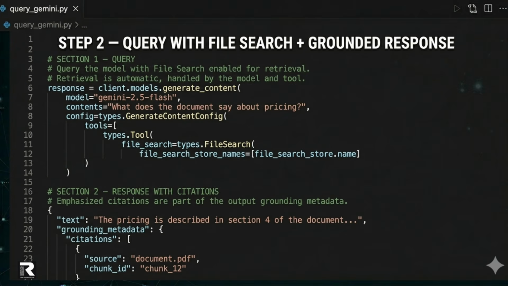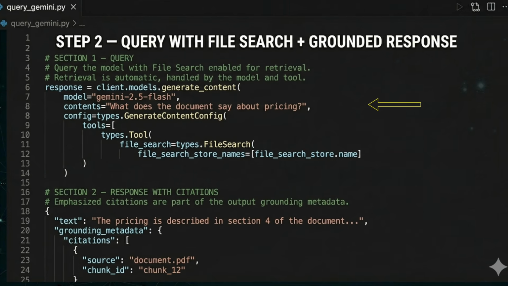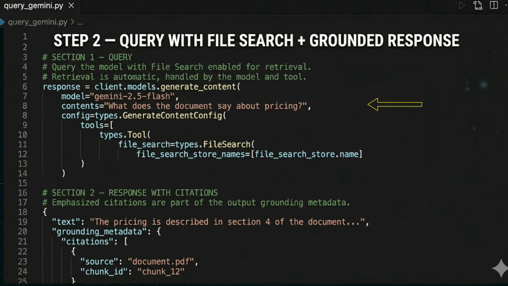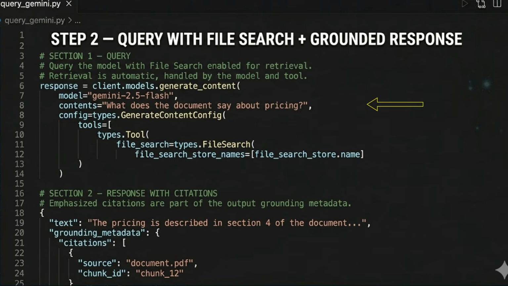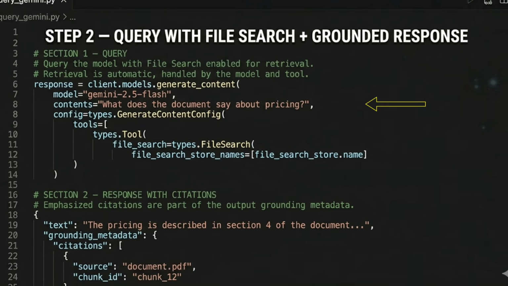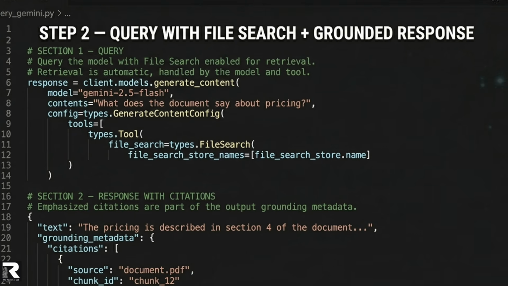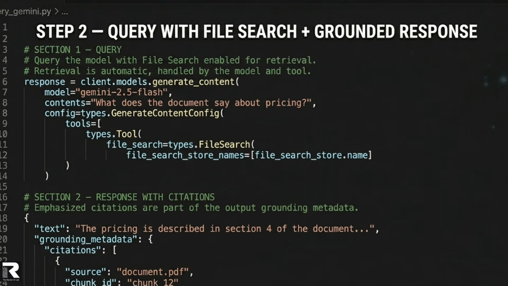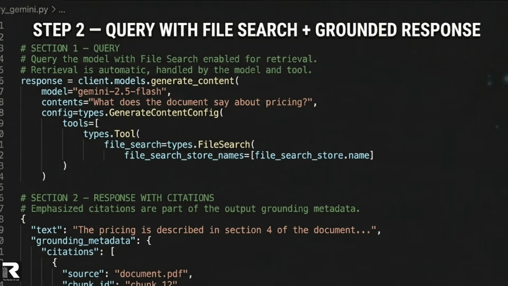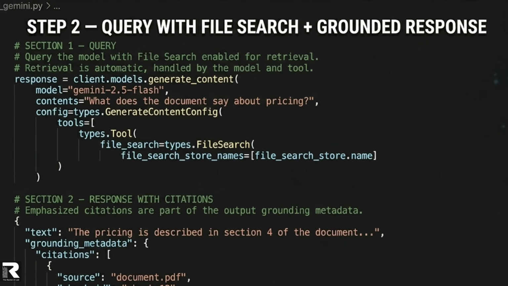When you query the model, you don't manually retrieve anything. You just attach the file search tool to the request, and Gemini handles the entire retrieval pipeline internally. No vector DB code, no retrieval logic, no prompt stuffing. So instead of building a RAG pipeline step by step, you simply enable a tool and retrieval just happens.